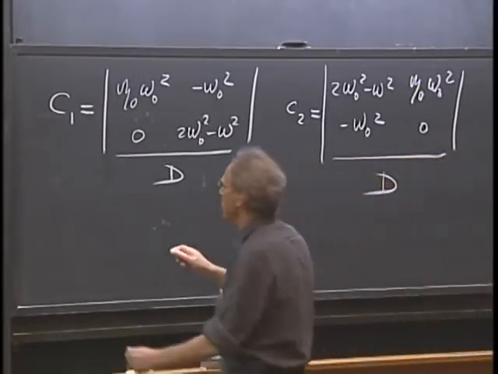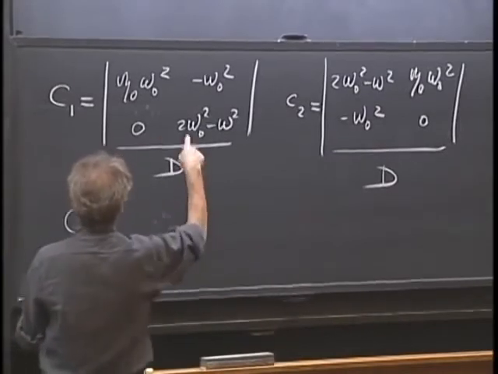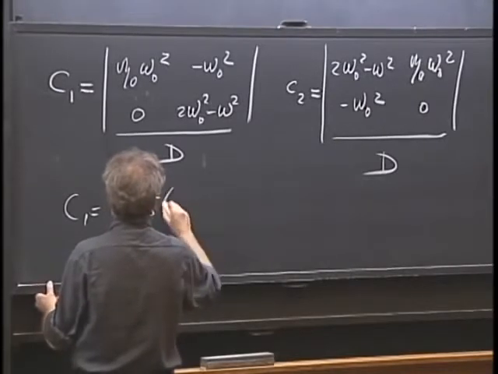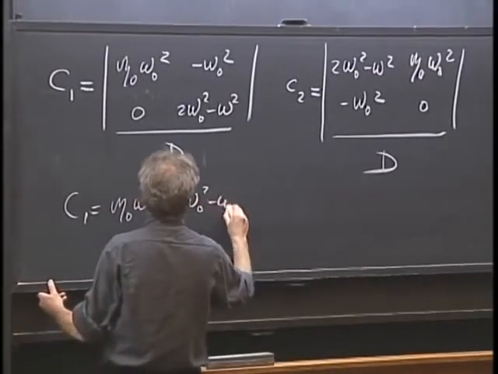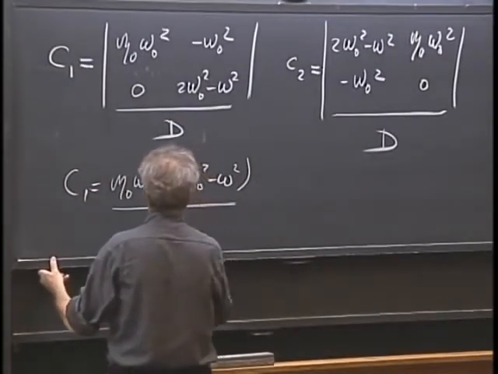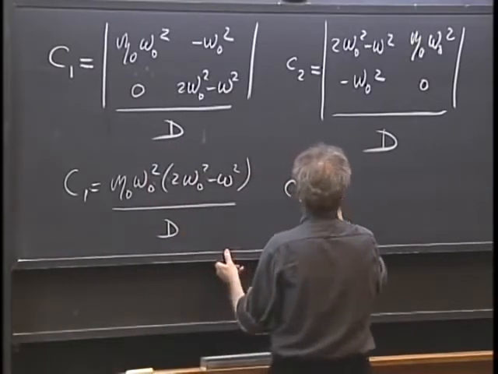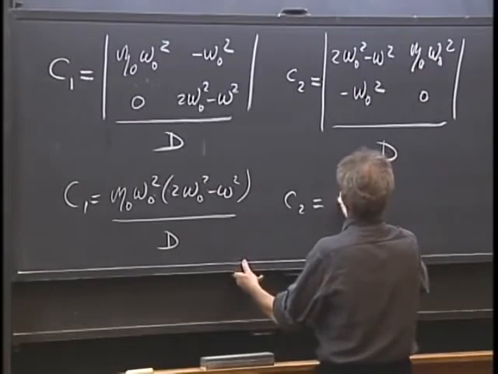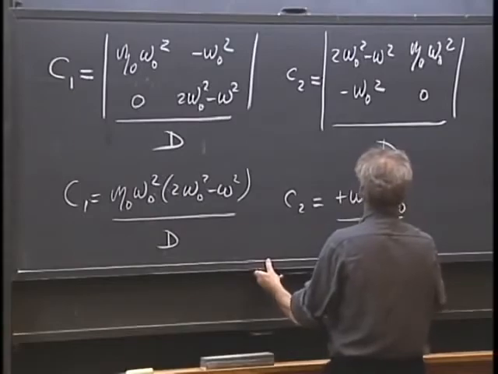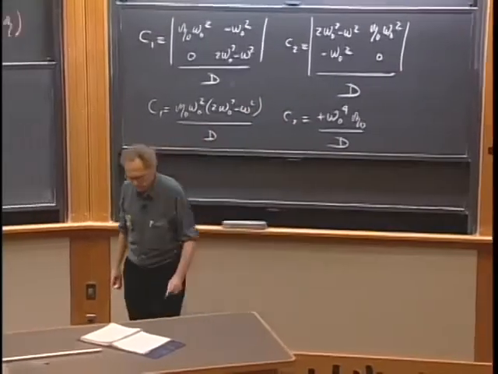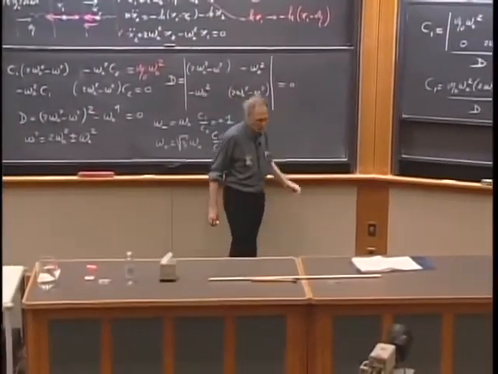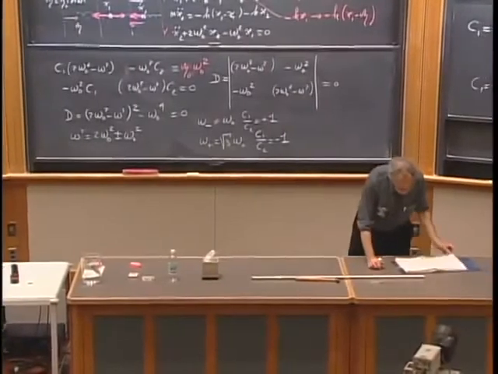If I work C1 out a little further, then I get C1 equals eta 0 omega 0 squared times 2 omega 0 squared minus omega squared, divided by d. And here I get that C2, this is 0, so I get plus omega 0 to the fourth times eta 0 divided by d. And d now is this determinant, but is not 0. It's only 0 for those two special frequencies.